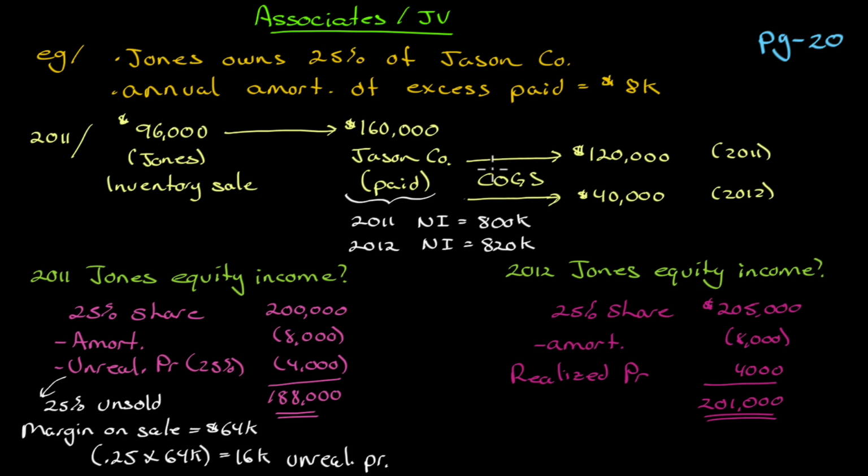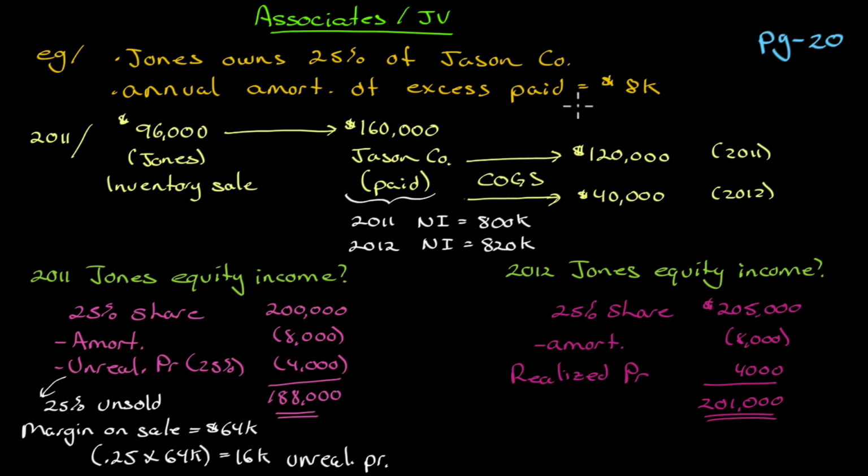So let's go. 2011 Jones equity income. What are we going to show on the income statement? Well, right away, our 25% share. It made $800,000. What do we know right away? Let's assume there was no complication, and this is a great way to approach very complicated problems: I'm going to assume all of the complicated stuff away and look at the very first basic, simple thing. I own 25% of Jason Company. Jason Company made $800,000. My first step is to recognize $200,000. Done. So there's your 25% share, $200,000.